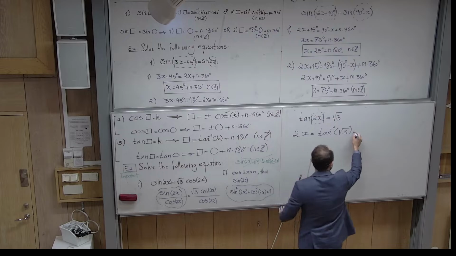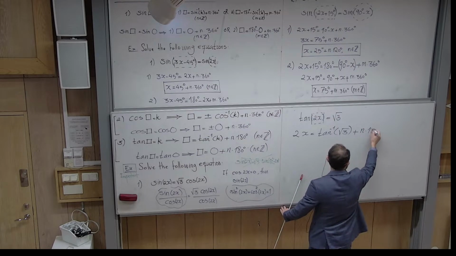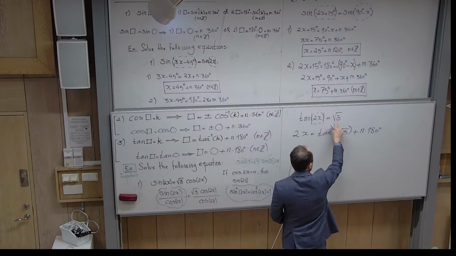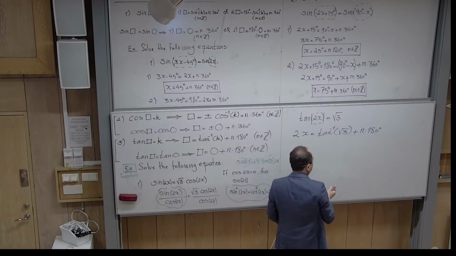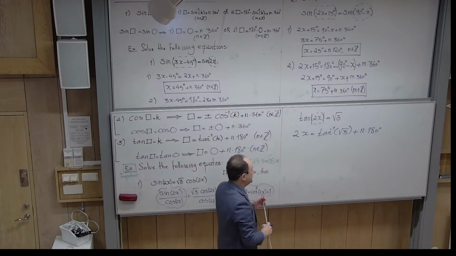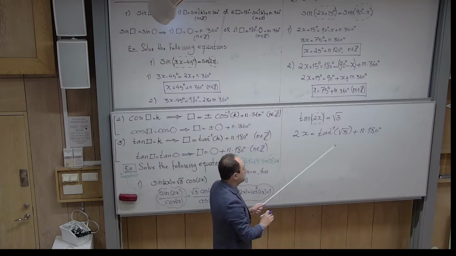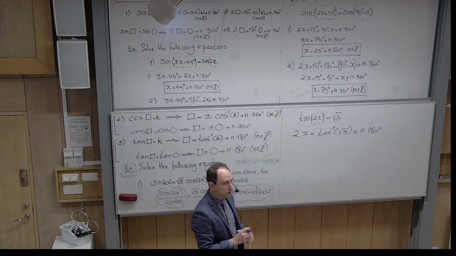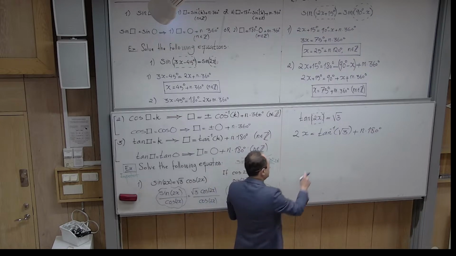And then plus n times 180. But you need to know that this number is famous. That is enough. Because if you know this is famous, then you can go and look it up in the table. And then if you do that, what is this angle? Tangent inverse of square root of 3 is 60 degrees. Yes? So then it becomes 60 degrees.